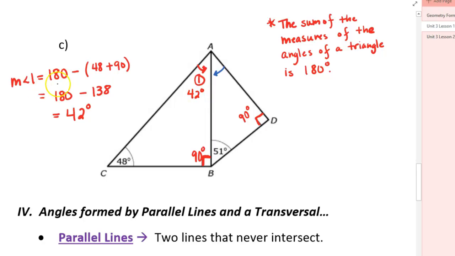I didn't say this in class, but another way that you could think of this is just to subtract both of those angles from 180. So 180 minus 48 minus 90 will give you the same answer.